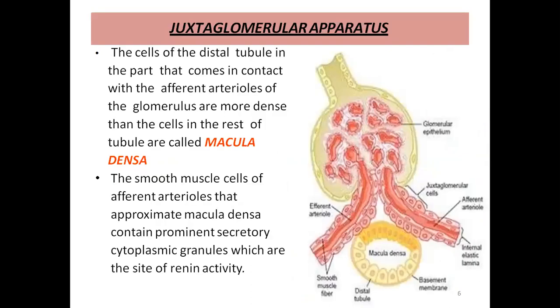There is one more important structure present in the nephron that is known as the JG apparatus, or the juxtaglomerular apparatus. The cells of the distal tubule that come in contact with the efferent arteriole of the glomerulus are more dense than the cells in the rest of the tubule and are known as the macula densa. The smooth muscle cells of the efferent arteriole that approximate the macula densa contain prominent secretory cytoplasmic granules which are the site of renin activity.